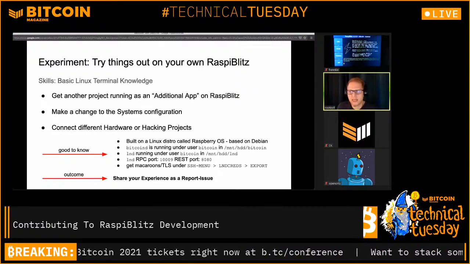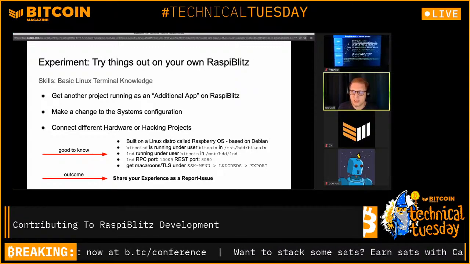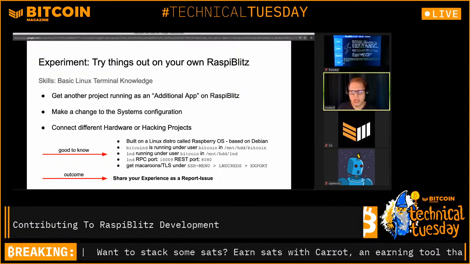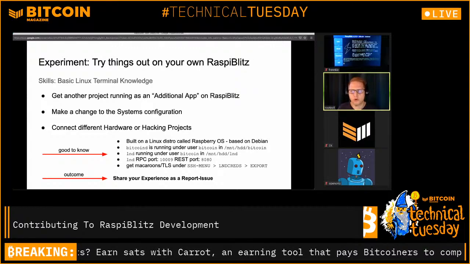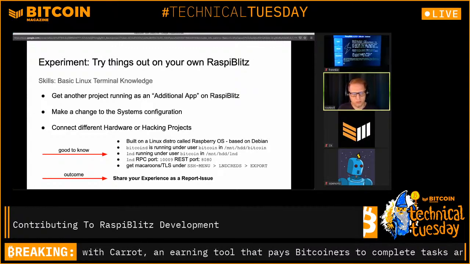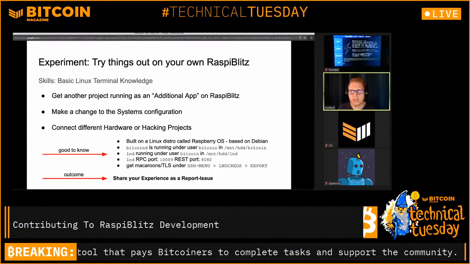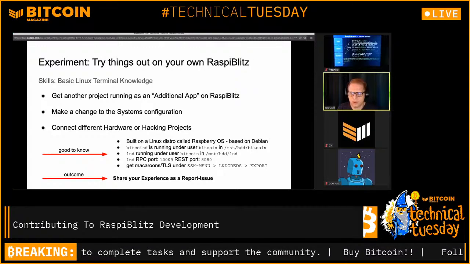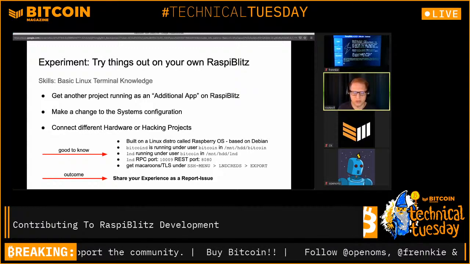This is the idea: try to get an additional app running or change some configuration of the system. If there is something in the system that you need changed, just try it out and change it for yourself, for your running Raspiblitz. You can also try to connect different hardware or exchange parts. Some people try to exchange the LCD on the node for e-paper or something. So there are a lot of ways to go.